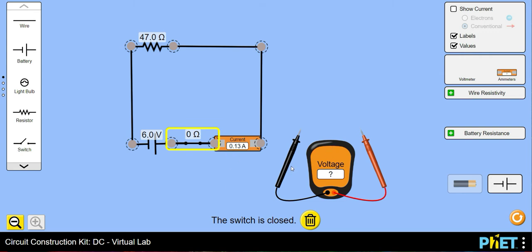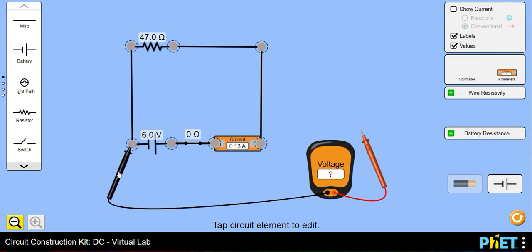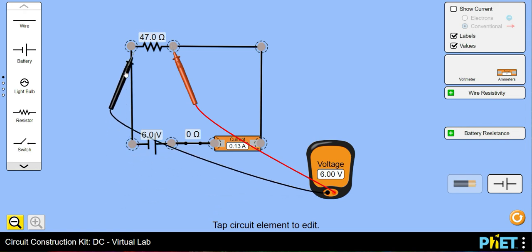What we want is a voltage as well. So if I bring the tips of the probes to the ends of a component, I immediately see the voltage across that component. This is good. If I use another one here, it's also reading 6 volts. This is the only other component here that uses a voltage.